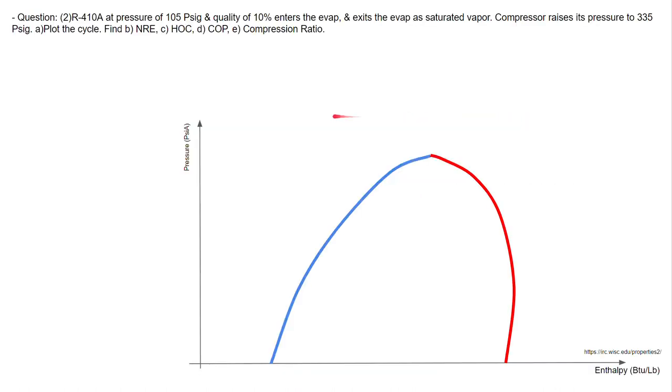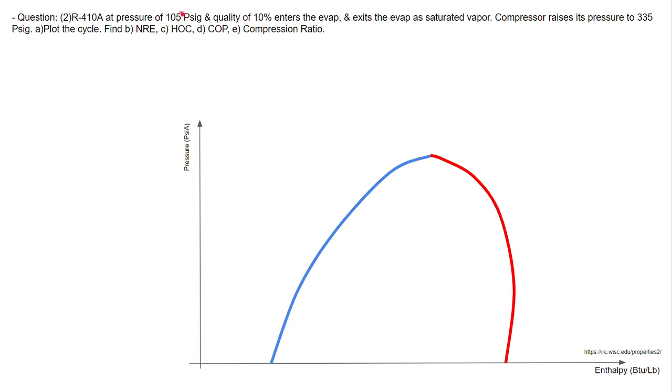So this question is regarding the pressure enthalpy diagram. The question tells us that R410A at a pressure of 105 psig and quality of 10% enters the evaporator and exits the evaporator as saturated vapor. The compressor then raises the pressure of the refrigerant to 335 psig. The first part of the question tells us to plot the cycle.